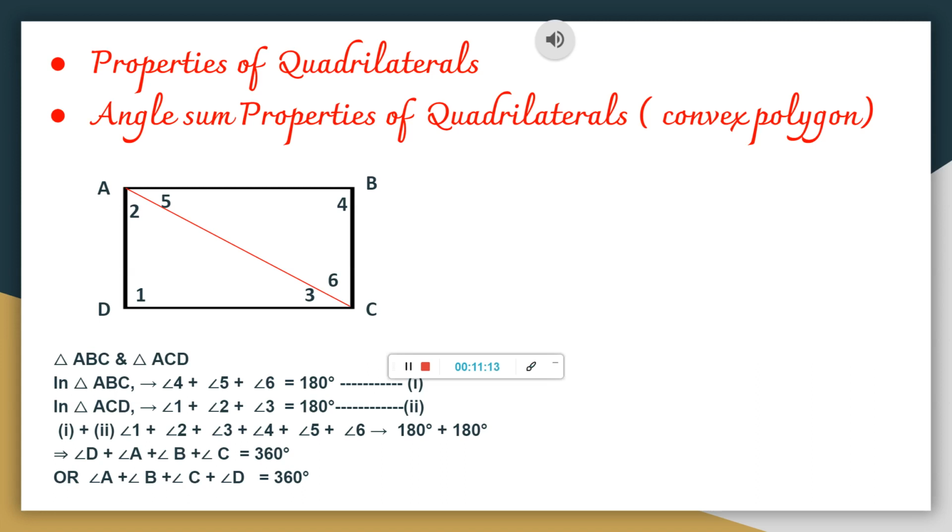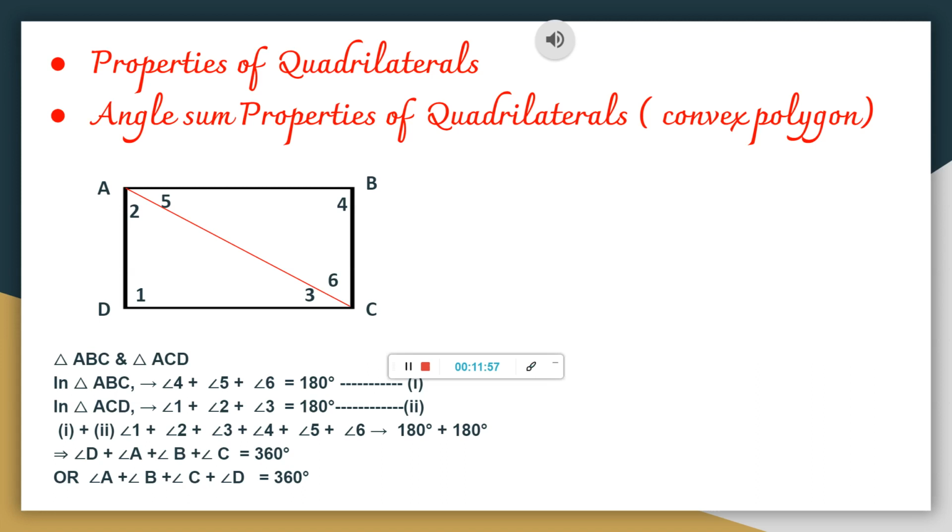In a similar way, when you look at triangle ACD, the three angles are angle 1, angle 2 and angle 3. Therefore here also angle 1 plus angle 2 plus angle 3 is equal to 180 degrees. Let us call the first one equation 1 and the second one equation 2. Now if we add equation 1 and 2, then what happens? On the left hand side, we will have angle 1 plus angle 2 plus angle 3 plus angle 4 plus angle 5 plus angle 6 equal to 180 degrees plus 180 degrees, isn't it?